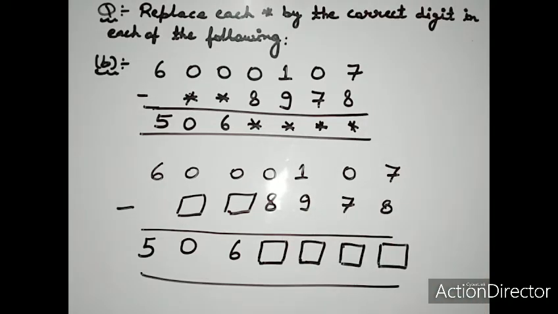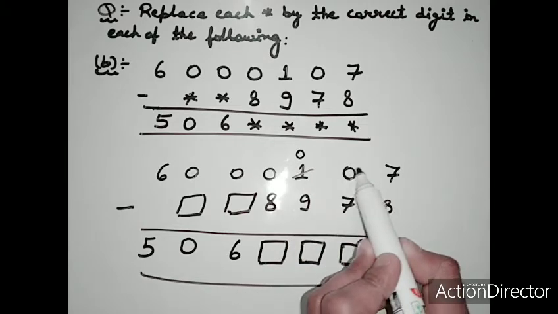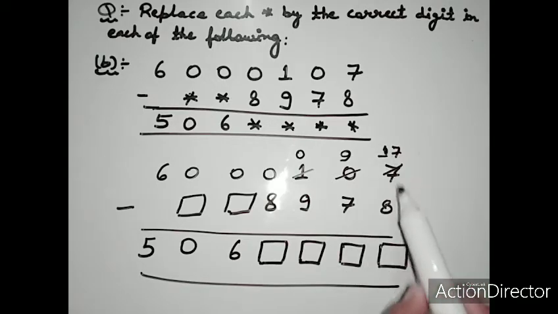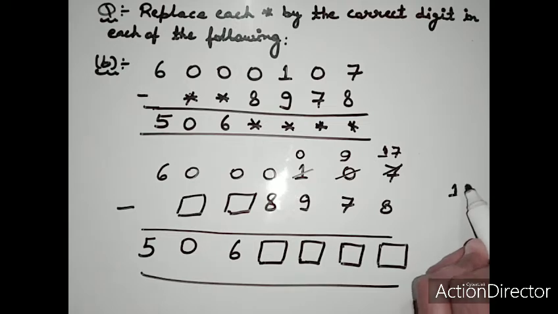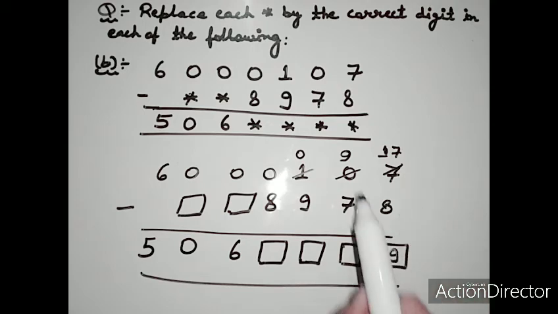Now we apply the same rule here. When we subtract, here we take one borrow from here. Here we get 0. Now this number changes into 9 and this number changes into 17. Now we subtract 17 minus 8. When we subtract 17 minus 8 we get difference 9 here. Okay students, so here we write 9. We check our answer also. 17 minus 8 is 9. Now 9 minus 7, we get difference 2. So here we write 2 here.